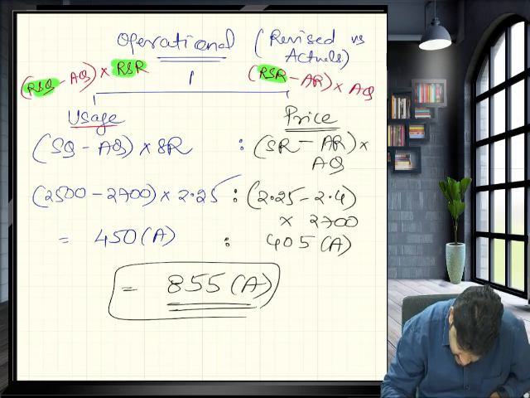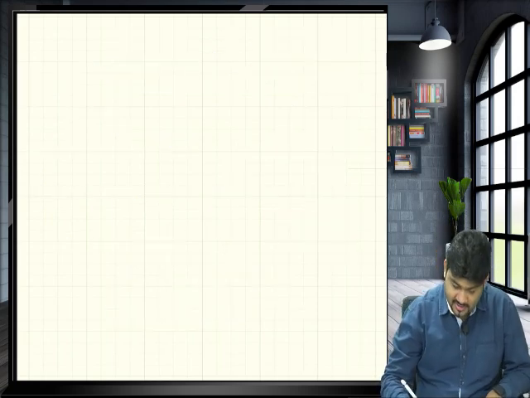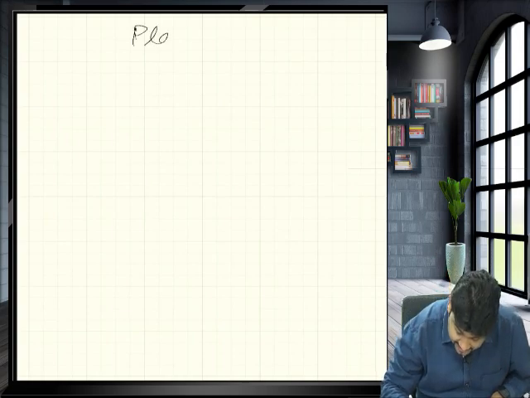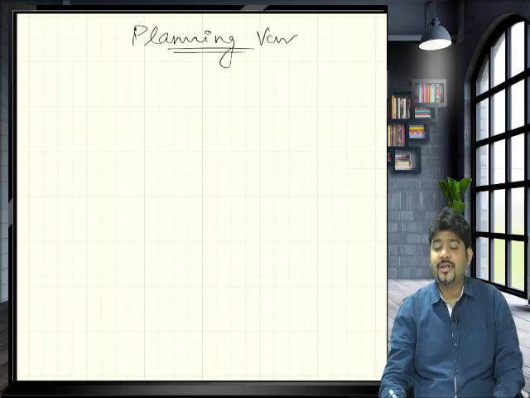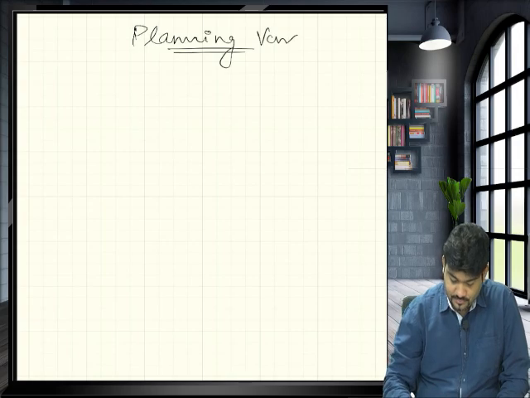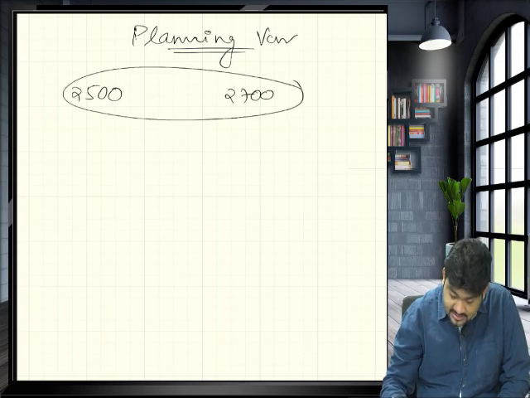Now we will have the planning variance. Before I start with the planning variance, try and understand 2-3 things. What was the original quantity planned? Now that has increased to? Can I say we have analyzed this?